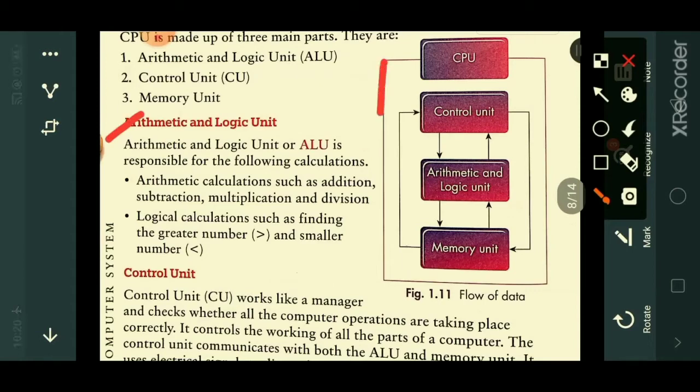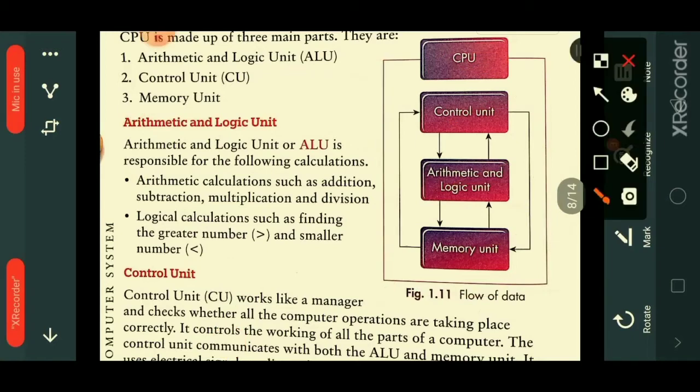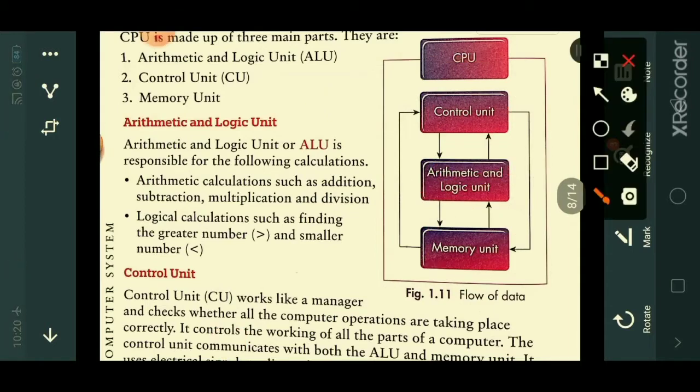Here is the diagram. Our CPU has three parts, 1, 2, 3. Now one by one we will discuss. The first part we will study is the arithmetic and logic unit.